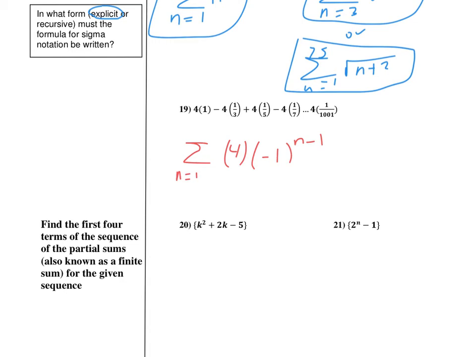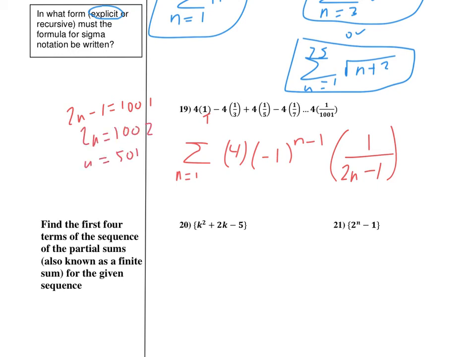Then for the fraction, I notice that all the numerators are 1. And then the denominator increases by 2 every time, so I know that's 2n. But I need to subtract 1. That'll give me that 1, 3, and then 5. And then where do we stop here? Well, I'm going to say 2n minus 1 equals 1001. So what would n be? 2n equals 1002, so n equals 501.